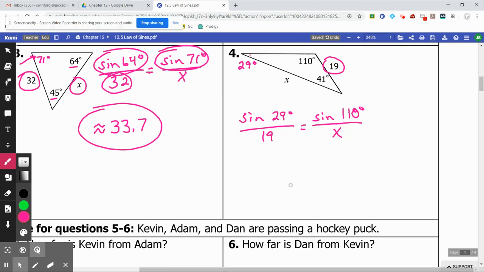The way you type that again into your calculator is the two values that are diagonal. We're going to multiply those. This is solving basic proportions. So we're going to do 19 times the sine of 110. We're going to divide that by the sine of 29, and we're going to get about 36.8.